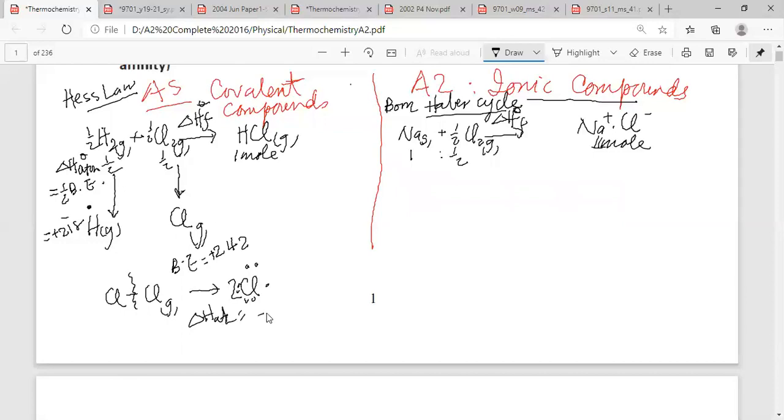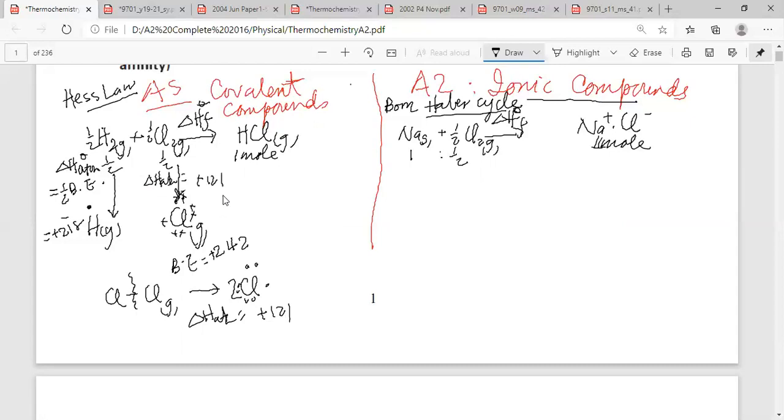It equals positive 1 to 1. So from here to here is to form half a mole of Cl, which means here is 1, 2, 3, 4, 5, 6, 7, etc. So this is your atomization. This equals positive 1 to 1.